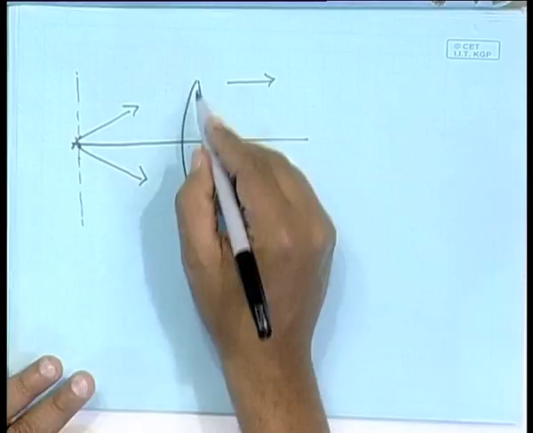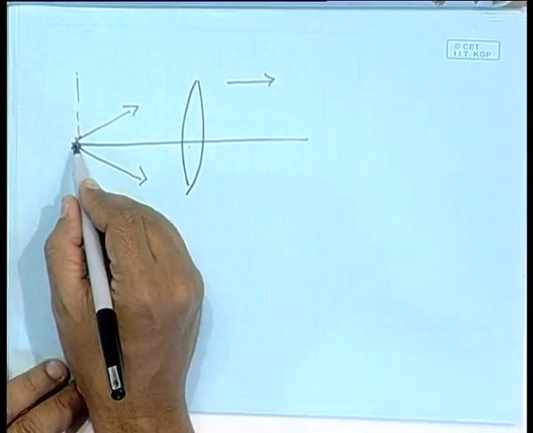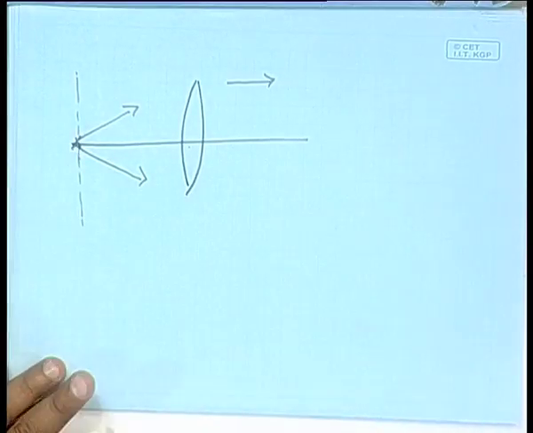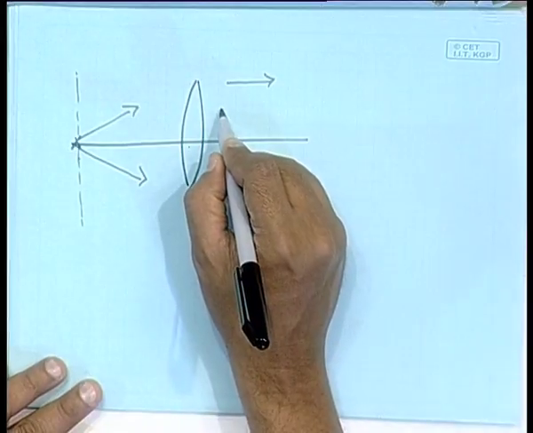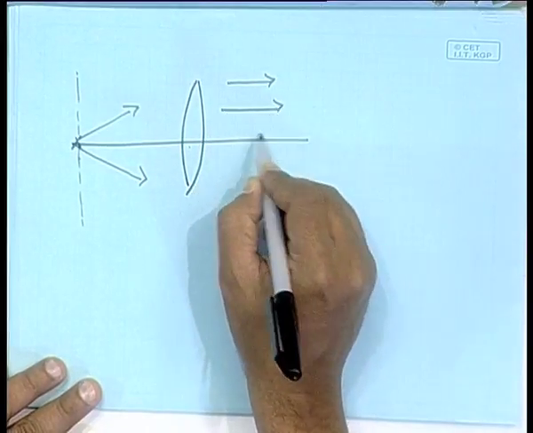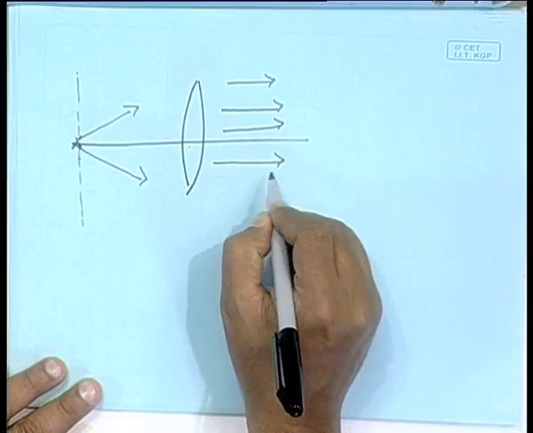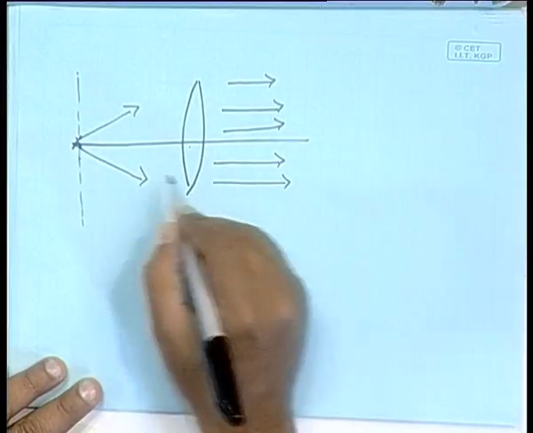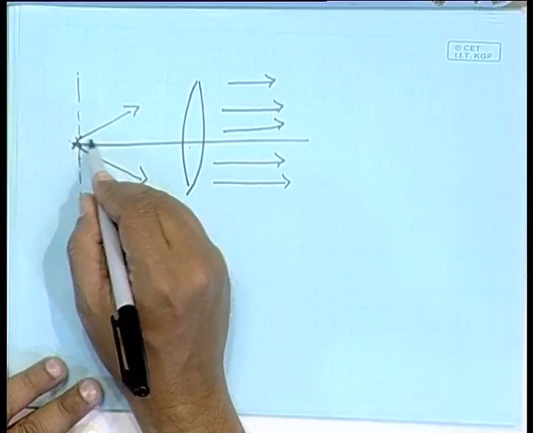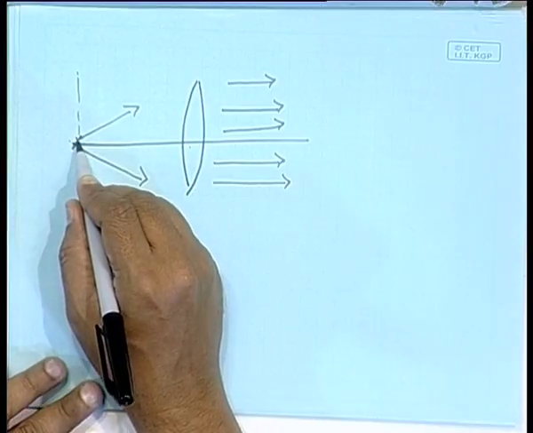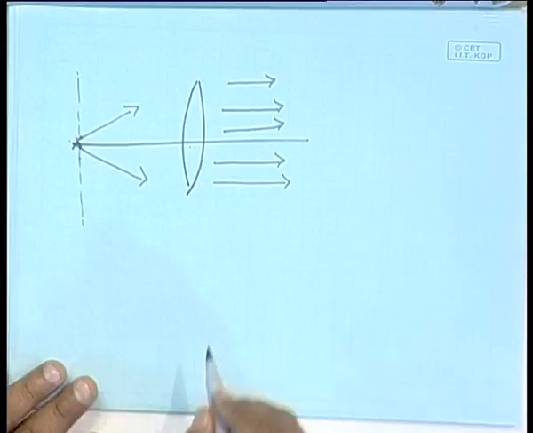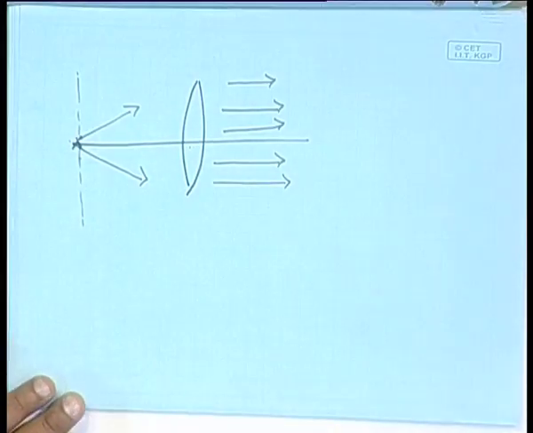The property of a lens is that if this point source is placed at the focus, the wave that comes out is a plane wave, and the plane wave is aligned with the axis of the lens if the source is at the focus. So, if the source is aligned with the axis of the lens, the wave that comes out is also aligned with the axis of the lens.